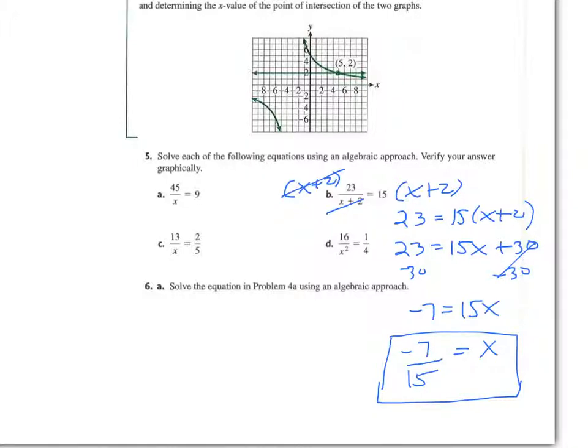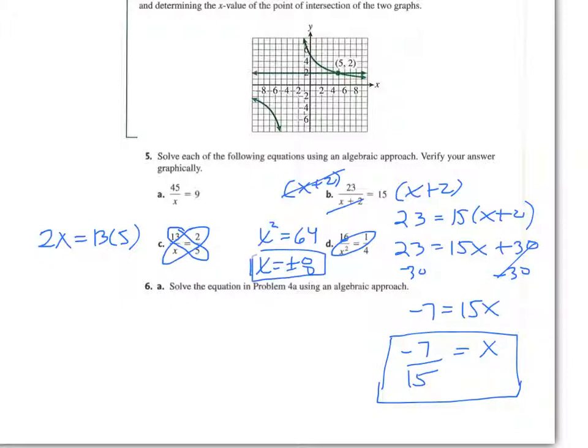Now C and D are kind of interesting because they are actually proportions. And I could have actually solved B this way as well, but on this one, because this is a proportion, I can do cross products. It's only when you have a fraction equals a fraction, but I can say, okay, 2 times x equals 13 times 5. And likewise, over on this one, I could say x squared times 1 equals 64. So on this one, I would say x is plus or minus 8.